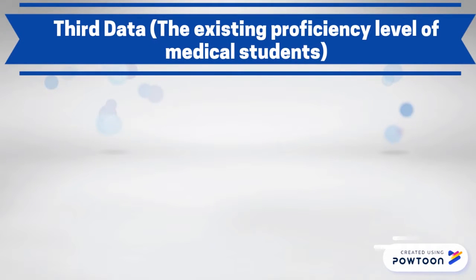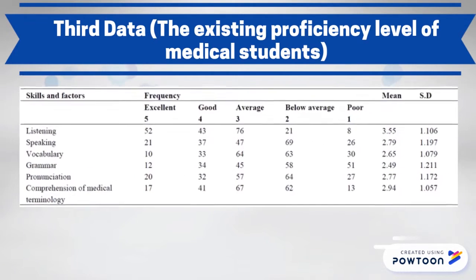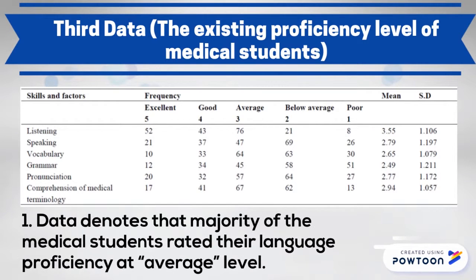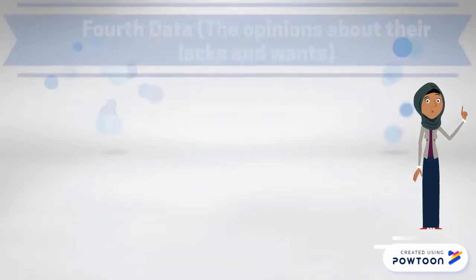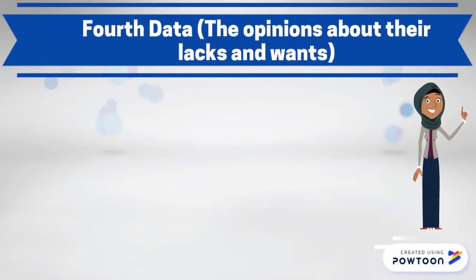The third data is intended to identify the existing proficiency level of medical students in different language skills and factors. Based on the table shown, it denotes that the majority of the medical students rate their language proficiency at average level.